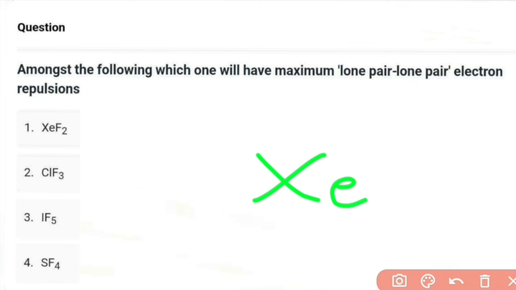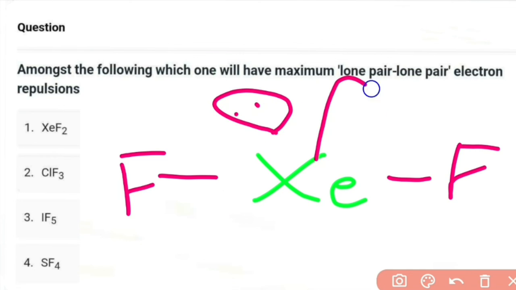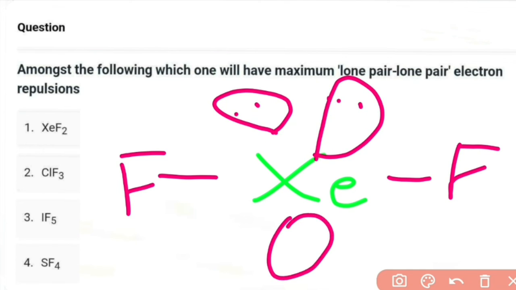Xenon will form bonds with 2 fluorine atoms, and it will have a linear structure because of the repulsion of these 3 lone pairs. Fine, and that's the answer.